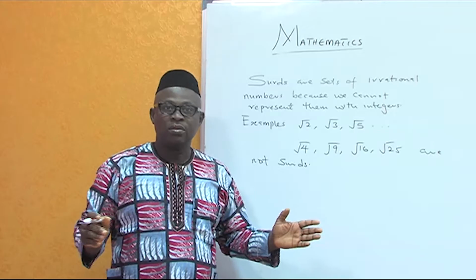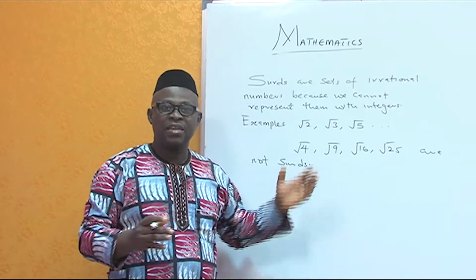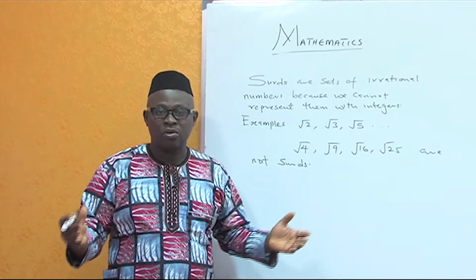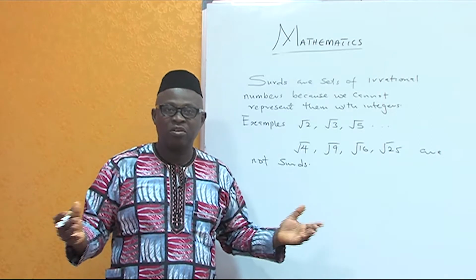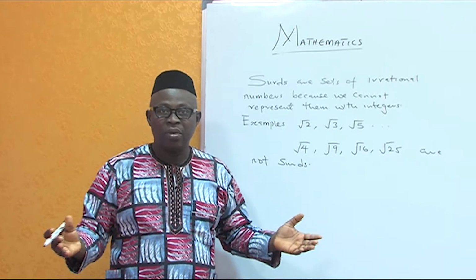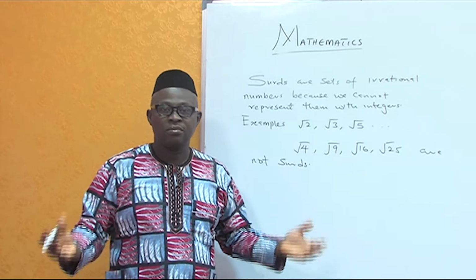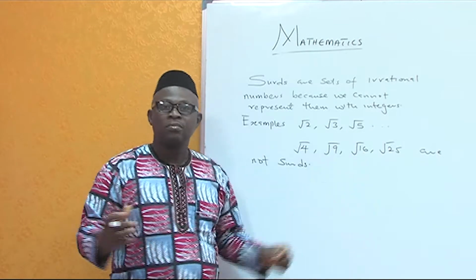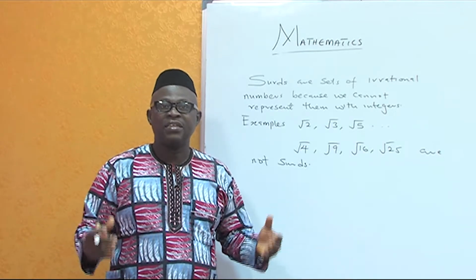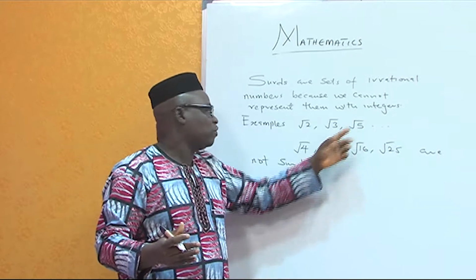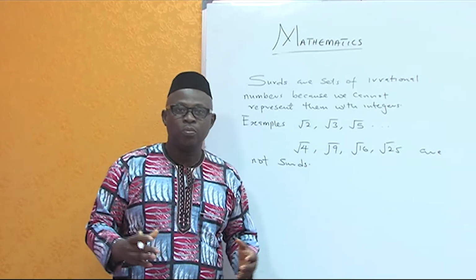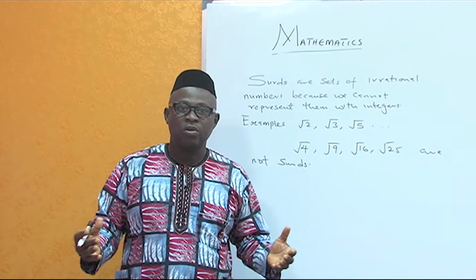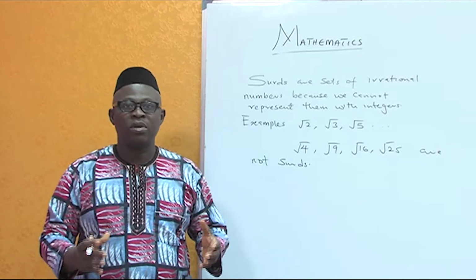Why are they not surds? Despite the fact that we use them anytime we are solving problems involving surds, that does not make them surds, because they are not irrational numbers. 2 is a whole number. It is not a recurring decimal like root 2. Likewise, 4 is a whole number. It's not a recurring decimal like in the case of root 5. So you need to know how to distinguish between a surd and a number that is not a surd, despite the fact that we are going to be working with both of them.